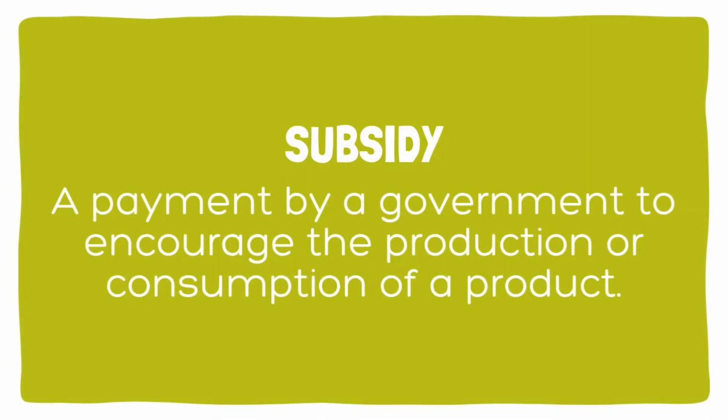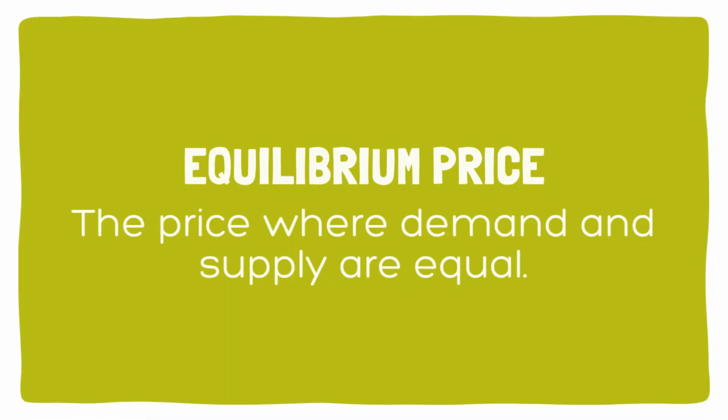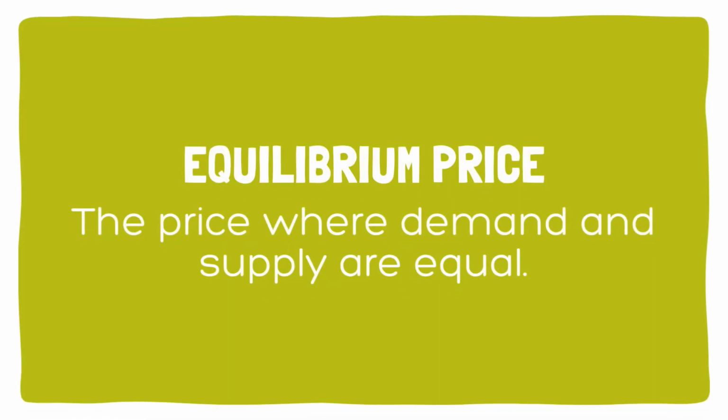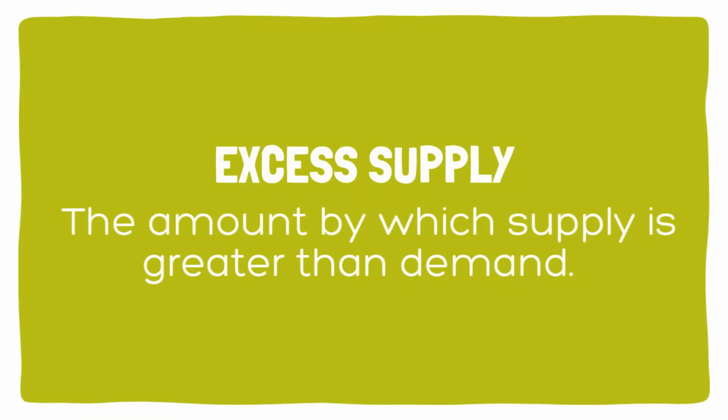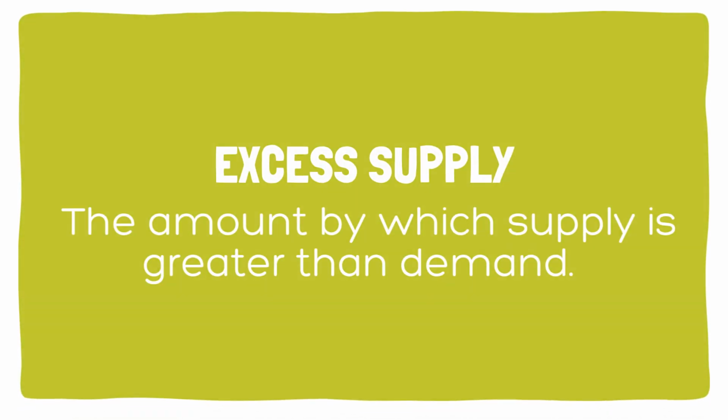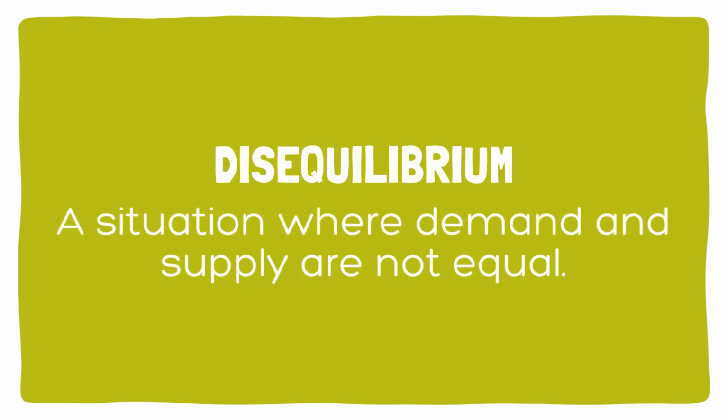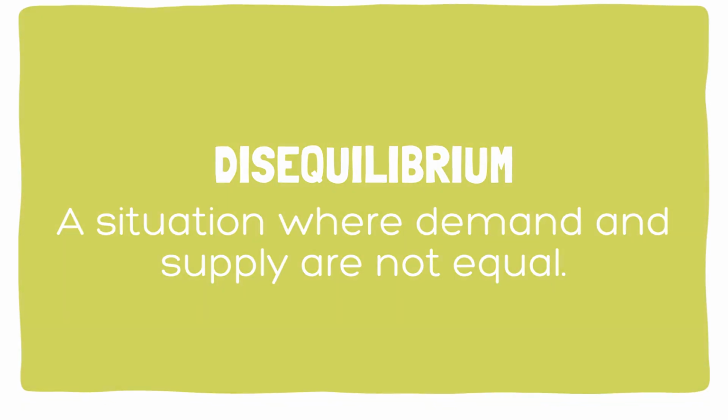Subsidy is a payment by a government to encourage the production or consumption of a product. Equilibrium price is the price where demand and supply are equal. Excess supply is the amount by which supply is greater than demand. Disequilibrium is a situation where demand and supply are not equal.